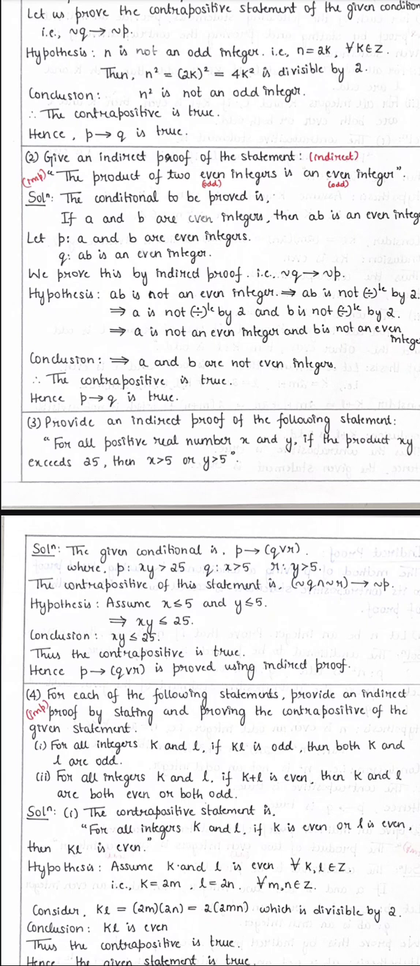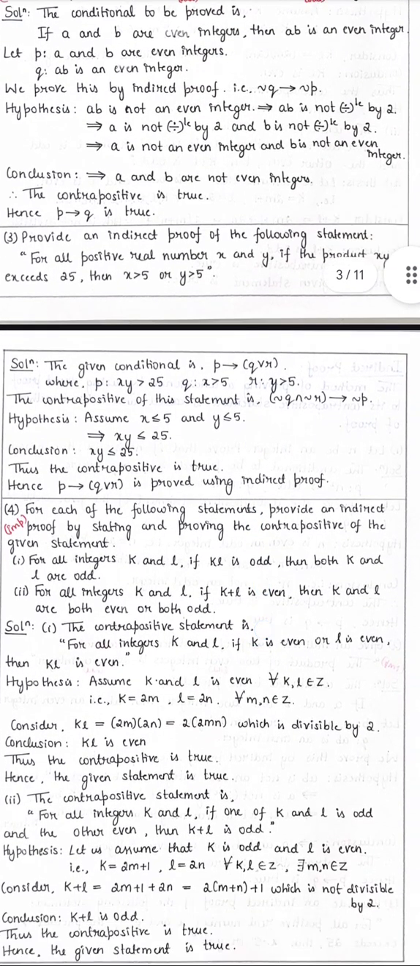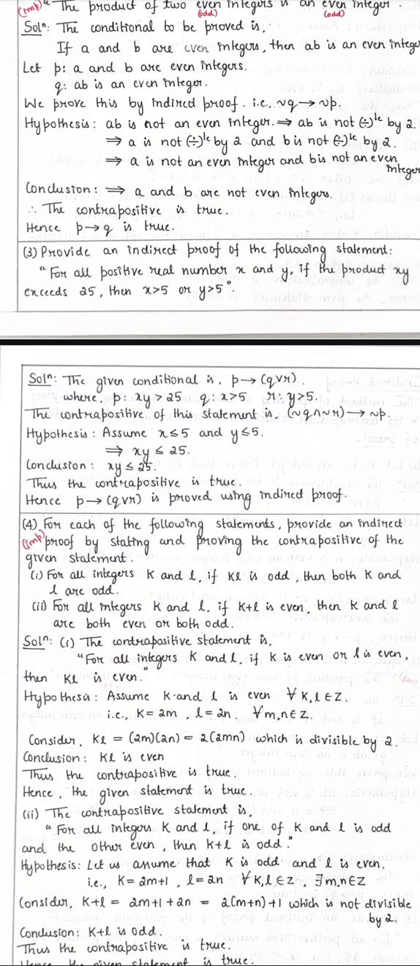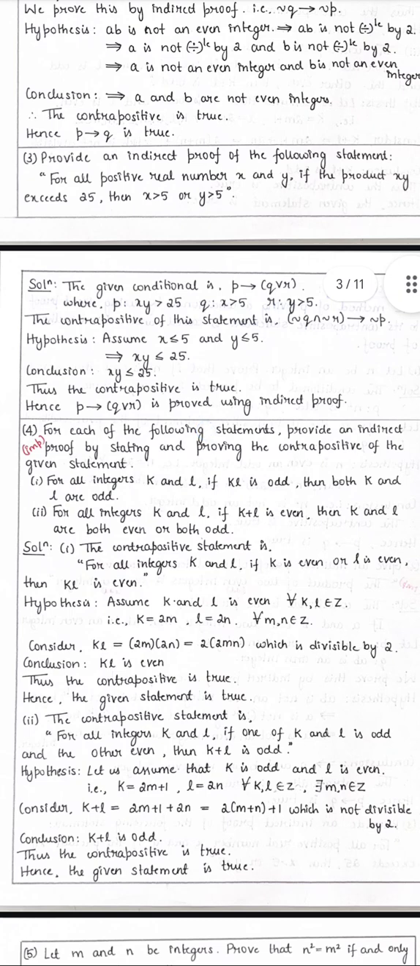That is, not q implies not p. Not q is ab is not an even integer, which means ab is an odd integer. ab is not divisible by 2. Then a is not divisible by 2 and b is not divisible by 2. So a is not an even integer, and b is not an even integer. Conclusion: a and b are not even integers. So the contrapositive is true. Hence, if p then q is true.